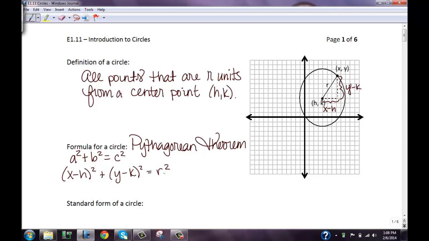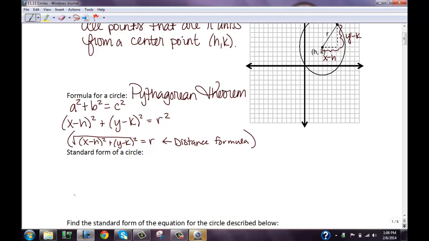But I also want to point out, notice with it being r squared, if I wanted to solve for the radius all by itself, I would have to take the square root of both sides, right? And if I were to take the square root of both sides, what I would end up with is the square root of x minus h quantity squared plus y minus k quantity squared equals r. Notice this is our distance formula. So finding the radius is exactly like finding the distance between the center and the outside point of a circle. Okay, so we're going to use that a lot, but for now I just wanted to use the Pythagorean theorem to show you where the standard form of a circle comes from.